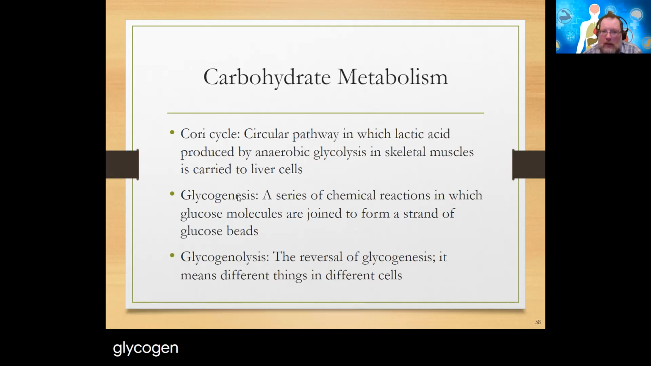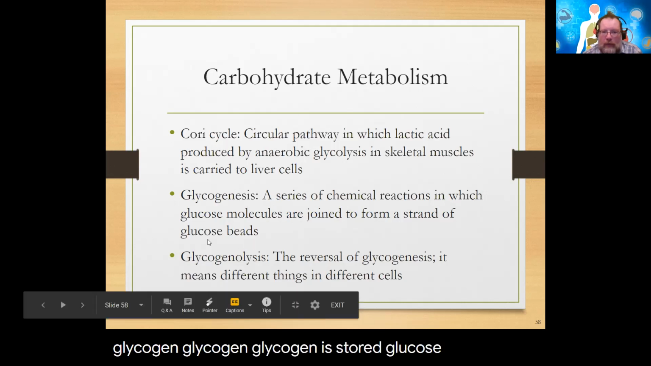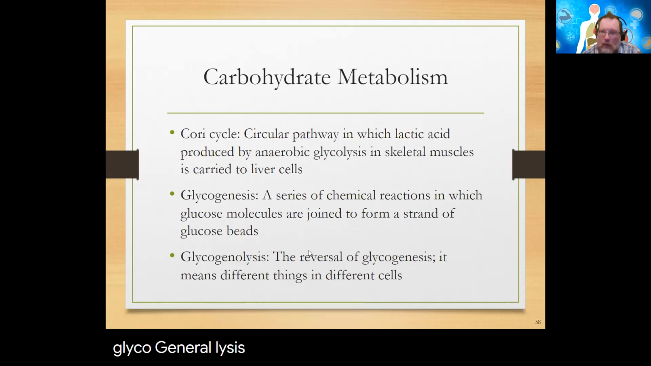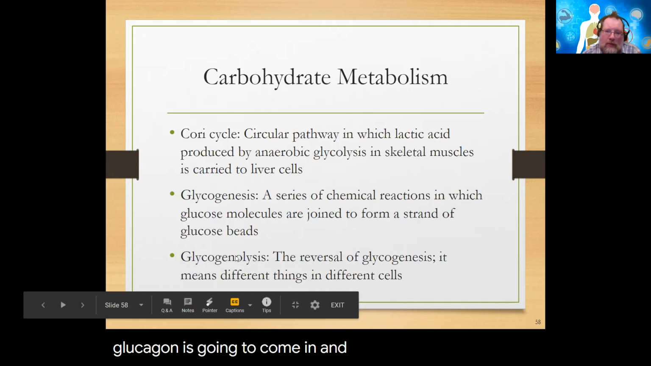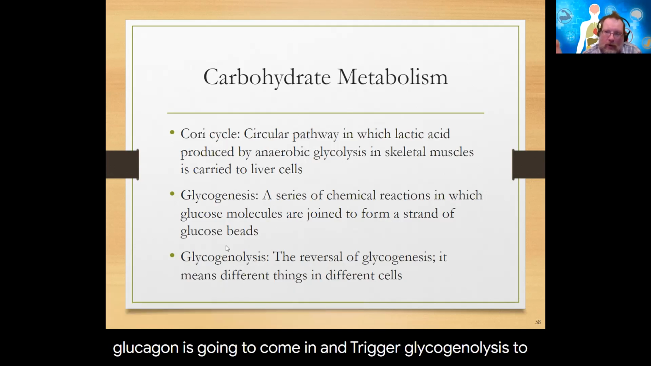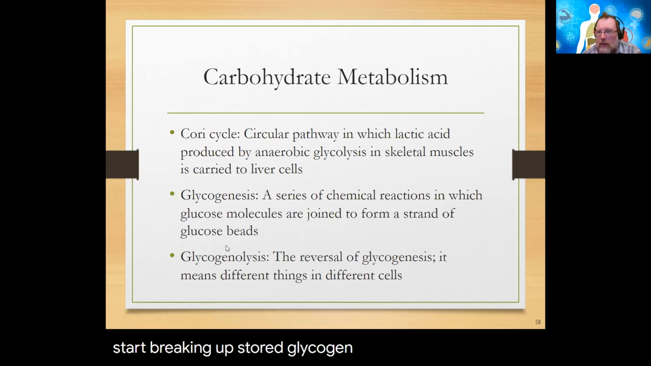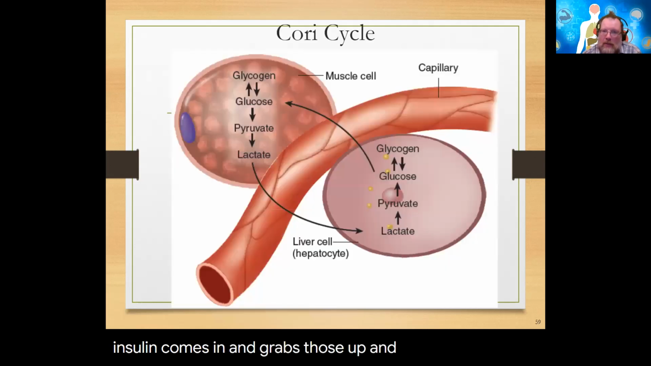And glycogenesis, we're going to generate glycogen. Okay, glycogen. Glycogen is stored glucose. And then when we need to break up the stored glucose, we call it glycogenolysis. So when we are lacking glucose, glucagon is going to come in and trigger glycogenolysis to start breaking up stored glycogen into glucose bits. And then insulin comes in and grabs those up and takes those to the cells throughout the bloodstream.